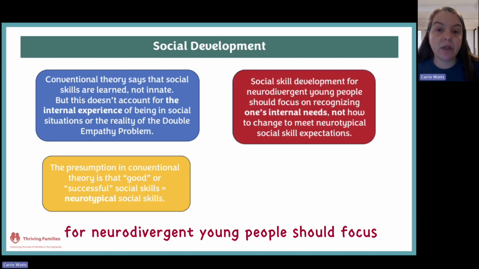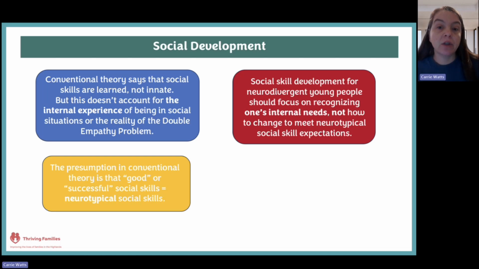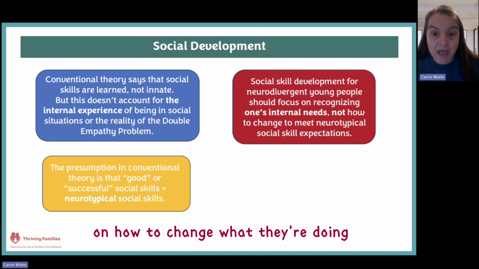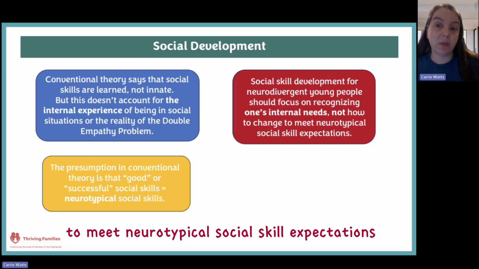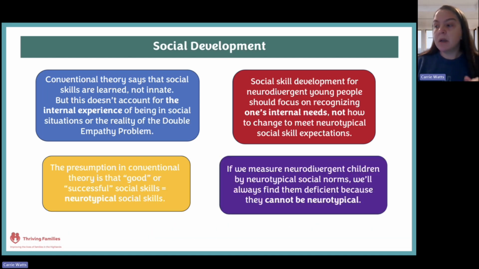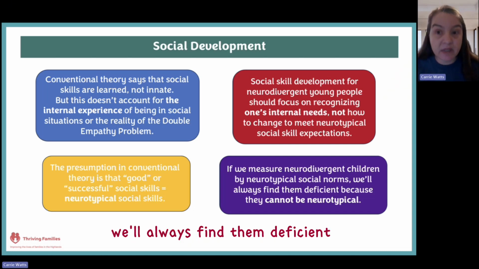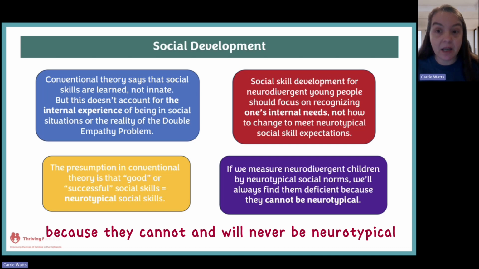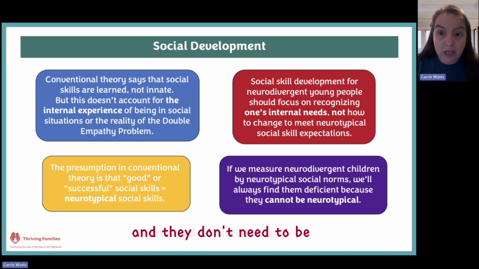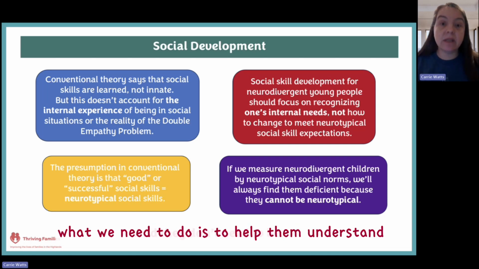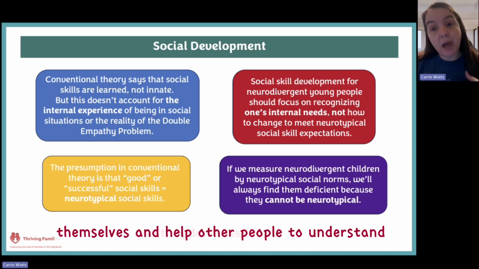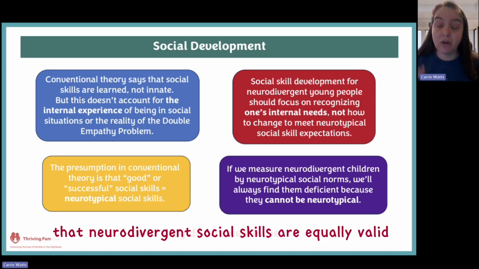Social skill development for neurodivergent young people should focus on recognizing one's internal needs, though, not on how to change what they're doing to meet neurotypical social skill expectations. If we measure neurodivergent children by neurotypical social norms, we'll always find them deficient because they cannot and will never be neurotypical. And they don't need to be. What we need to do is to help them understand themselves and help other people to understand that neurodivergent social skills are equally valid.